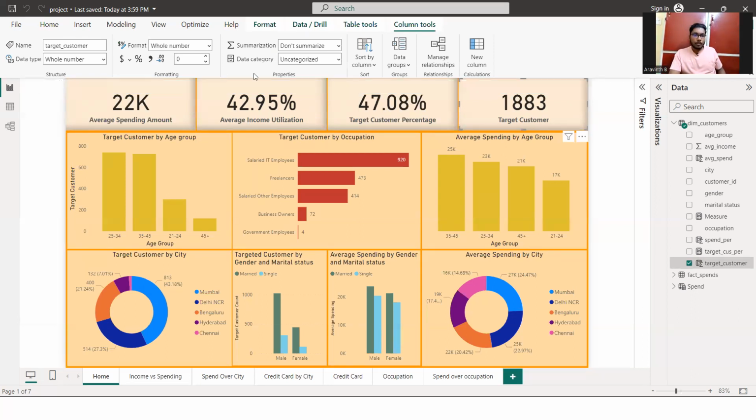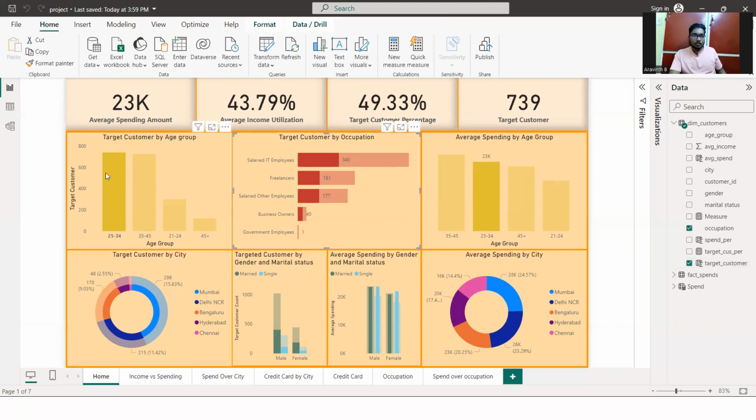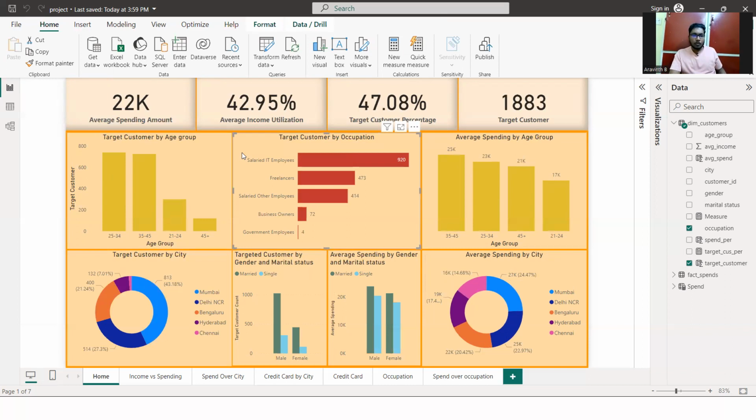By doing this analysis, I get a total customer count of 1883 customers, a customer range of 47 percent, as our target customers. And the age group, as we discussed, is nearly 25 to 45; most of the people are around this age group. This states that our analysis is good. Most of the target employees are salaried IT employees.